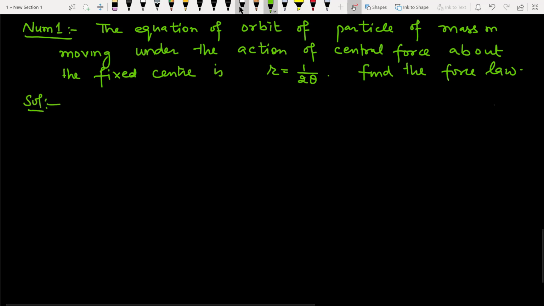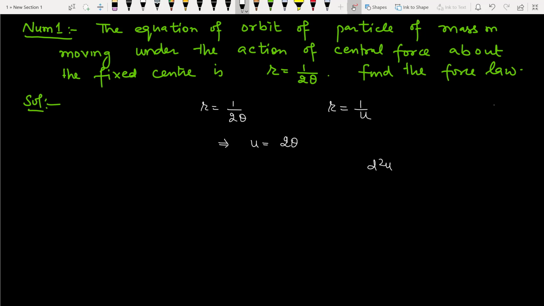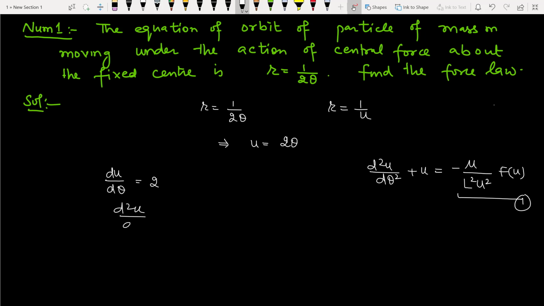Solution. This is the first equation related to the equation of orbit. As we are given r is equal to 1 by 2 theta and we have used r is equal to 1 by u, it implies u is equal to 2 theta, and our differential equation is the one with L square u square F(u). So we have to solve this differential equation. We differentiate u with respect to theta, it is 2, then the double derivative is 0.